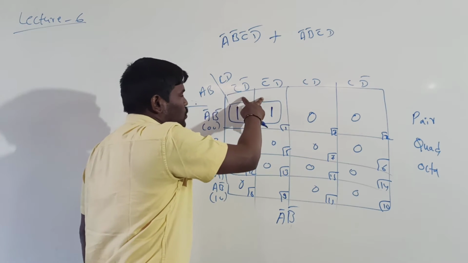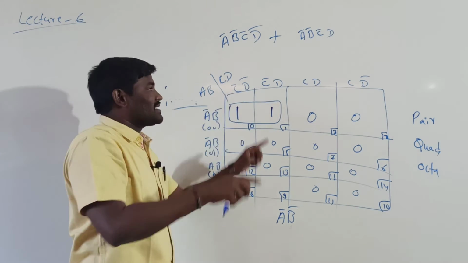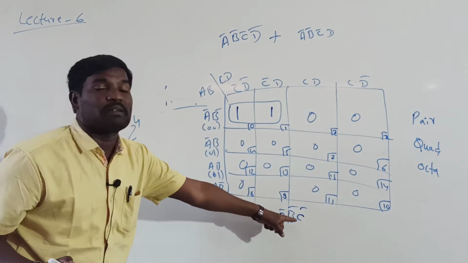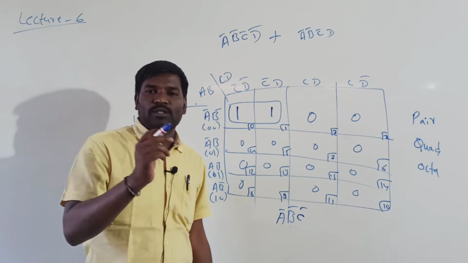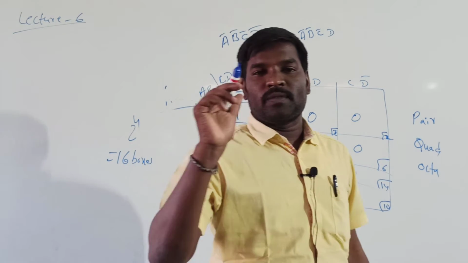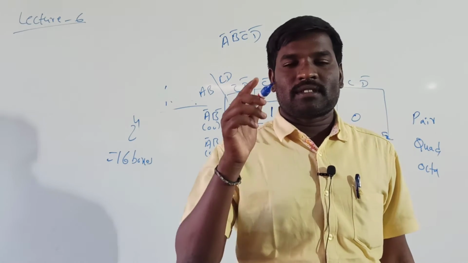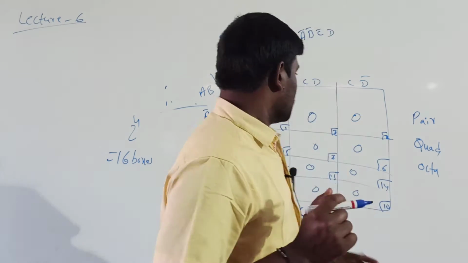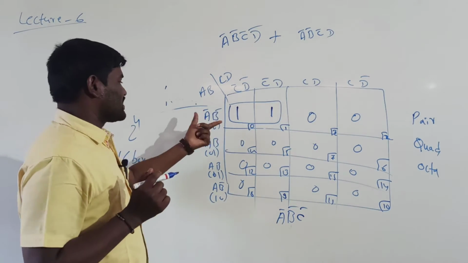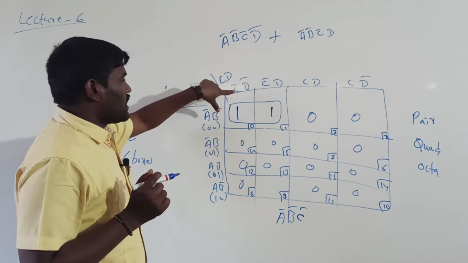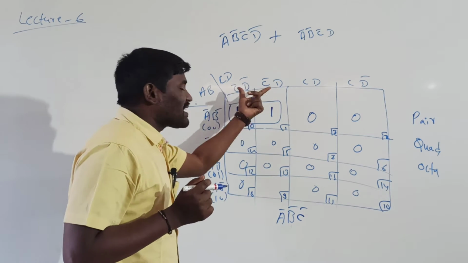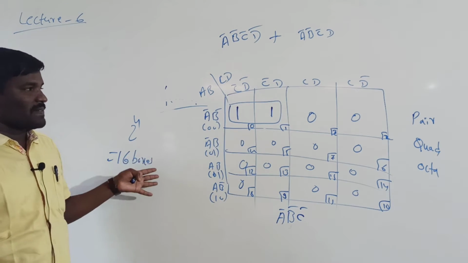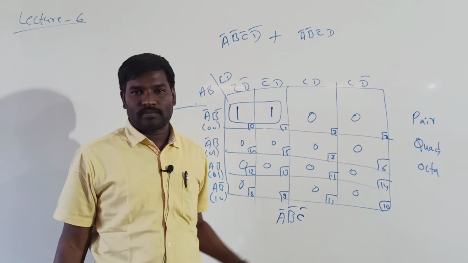Okay, see these two columns. Here C bar, D bar is there, C bar, D is there. Which is the common term here? C bar. Then the answer is A bar, B bar, C bar. If you are using the 4 variable K-map and you apply the pair, it gives the result as 3 variables. Okay, see here, one is there, its row name is A bar, B bar, and in these two columns C bar is a common term, that's why I can write A bar, B bar, C bar. So this is the example for pair.